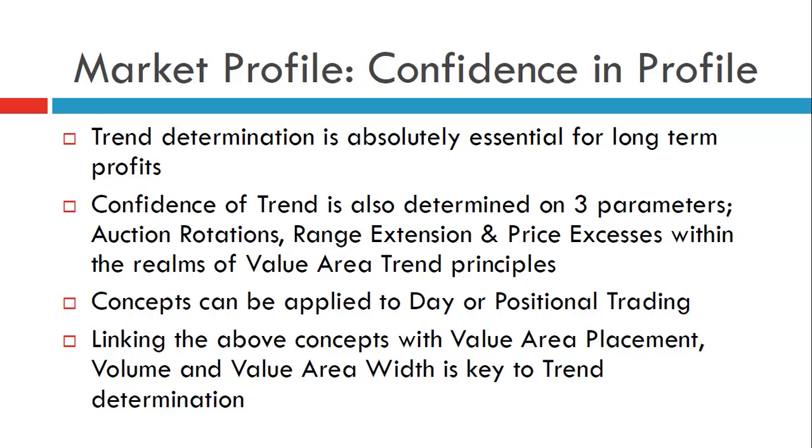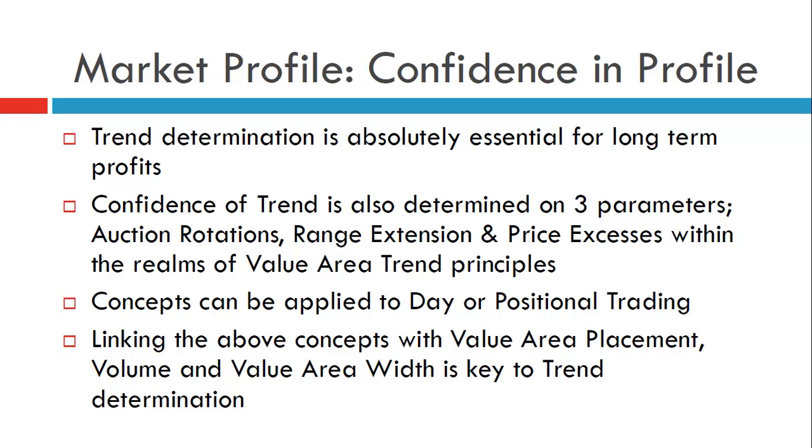Alright. Again, in this section we are going to study 3 parameters. One is the auction rotation. This is something which hasn't been introduced in the past tutorials. Range extension you people are familiar with, but here we are seeing range extension in a slightly different manner. And price excesses. Price excesses is also something which has been introduced for the first time in this tutorial series.